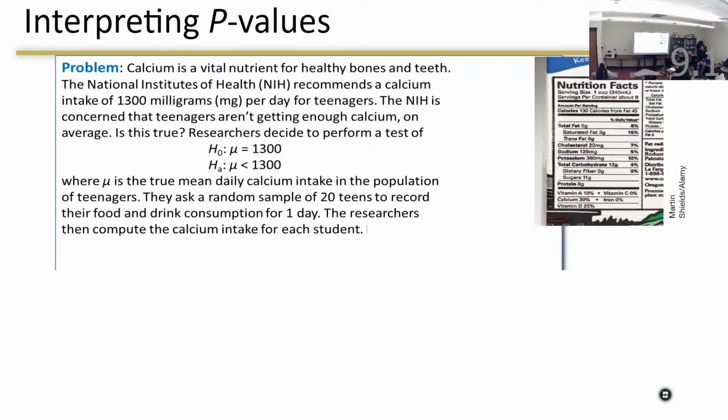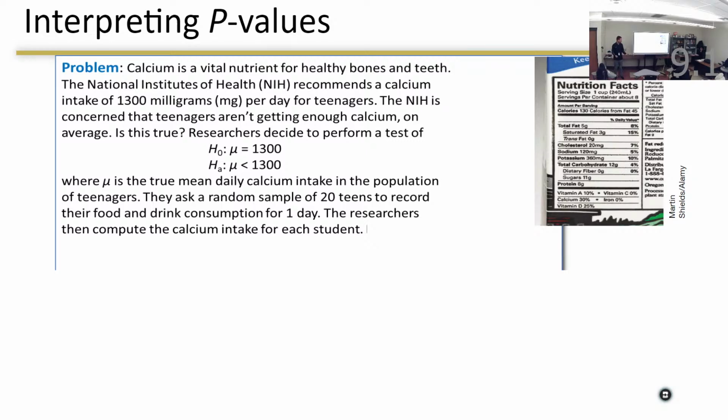Okay, it's hard for you guys to see this, but it's in your notes. Calcium is a vital nutrient for healthy bones and teeth. The NIH, National Institutes of Health, recommends a calcium intake of 1,300 milligrams. The NIH is concerned that teenagers aren't getting enough.